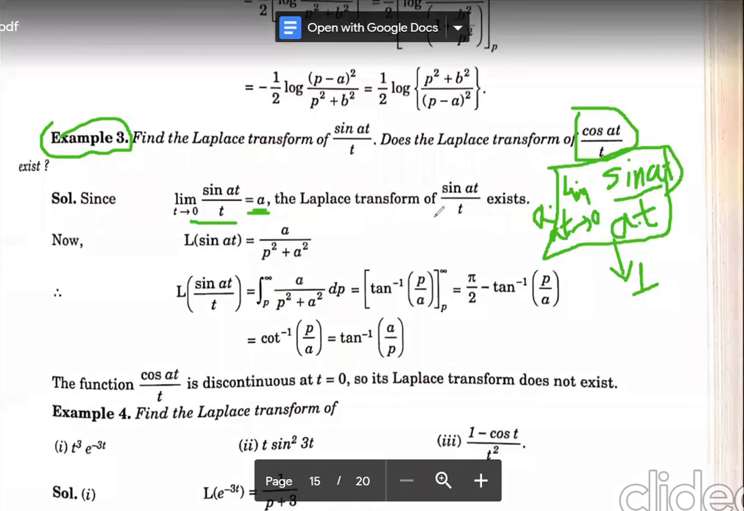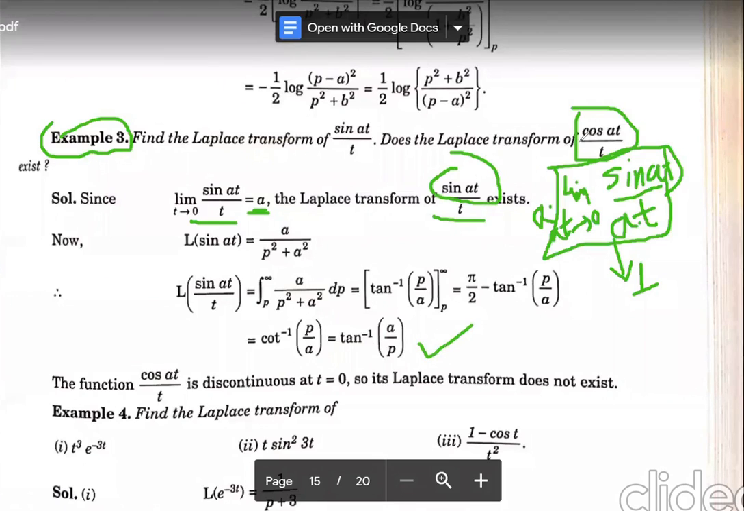Sin at by t exists, so we can proceed to find the Laplace transform of this function. Very simple, we just use the result of f of t by t. Here f of t is sine of at. The Laplace transform of sine of at is a by p square plus a square. So a by p square plus a square dp, integration p to infinity, f of t by t. Now just integrate it, put the limit, and you will get the result.